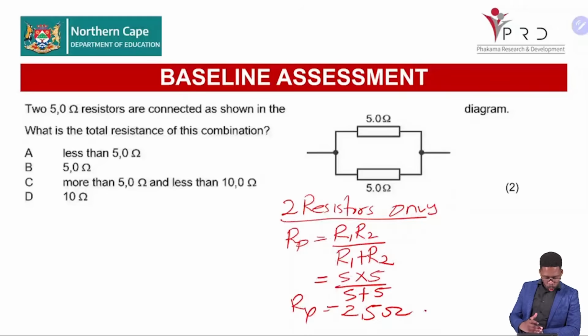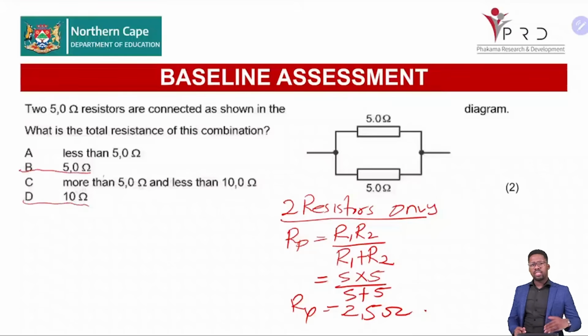Then you go to your options. What is the total resistance of this combination? A, less than 5 ohms. B, 5 ohms. We know B is wrong. C, more than 5 ohms and less than 10 ohms. D, 10 ohms. We know 10 ohms is wrong. So these are the obvious distractors. Then we are left with the two options, A and C.